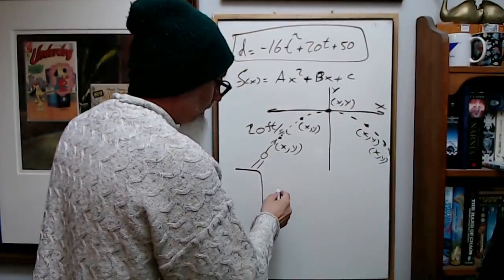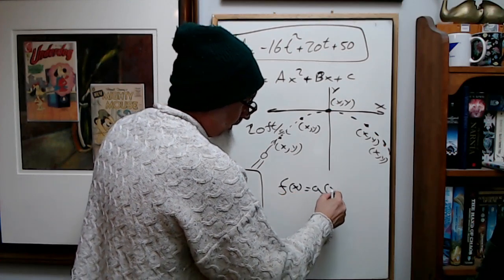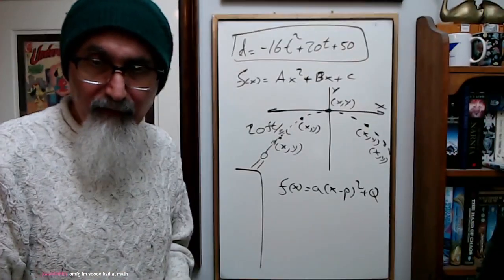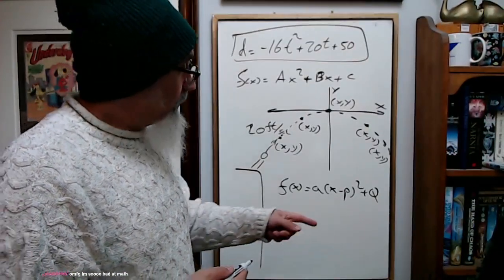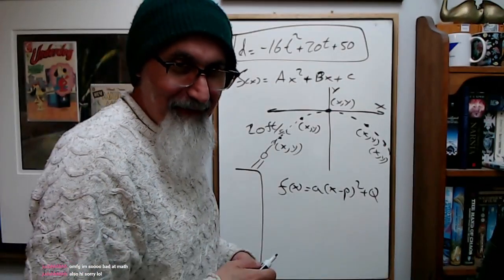If this is a parabola, then the general formula for a parabola is a(x minus p) squared plus q. That's the vertex form of a parabola. And if the origin is 0, 0, God, I'm so bad at that.